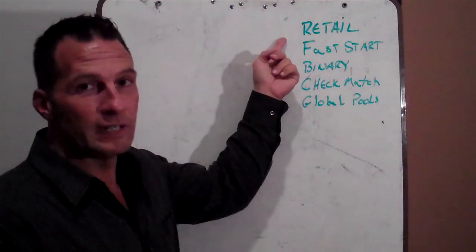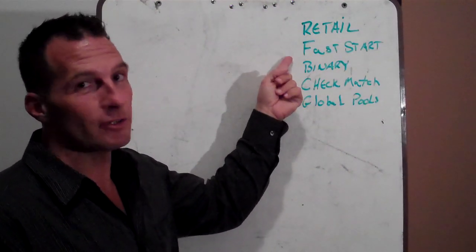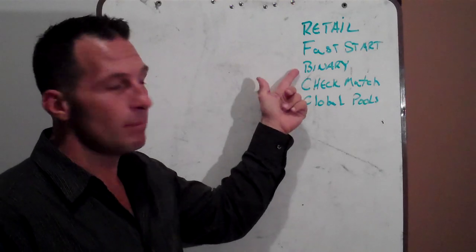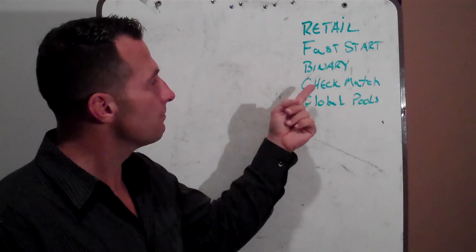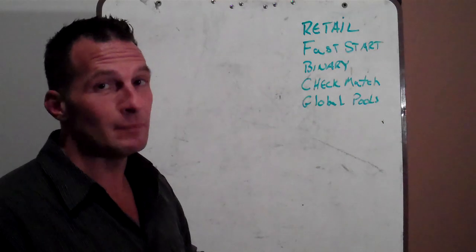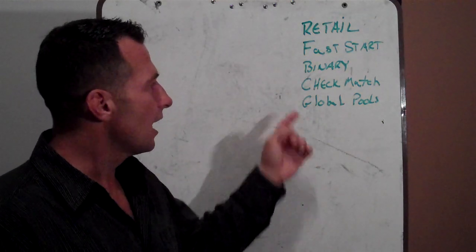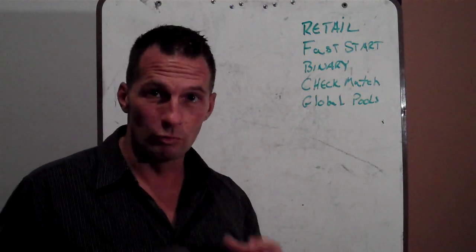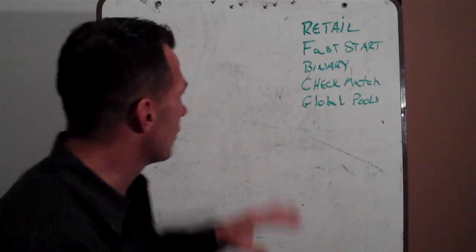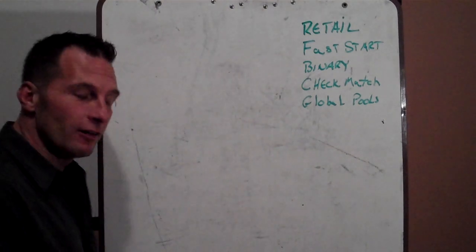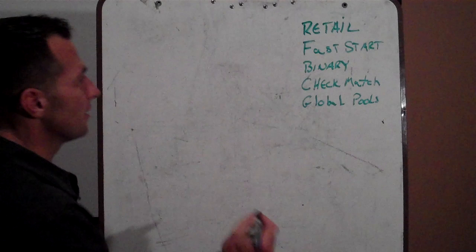First thing I'll cover is the retail distribution of it, the fast start checks, which is the immediate income, binary, which has to do with building a team, the check match on building the team and building leaders in the team, and then the global bonus pools for those of you who really take this to a big level. So I'm going to just draw this on here. If I get out of screen, that's fine, but I think you're going to see that.